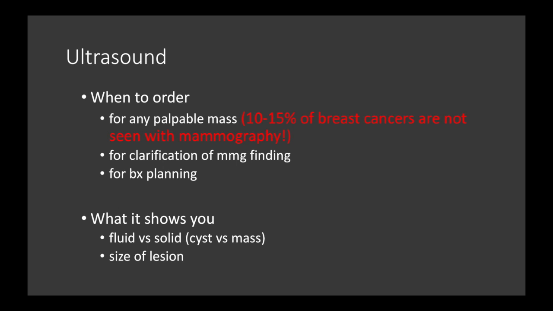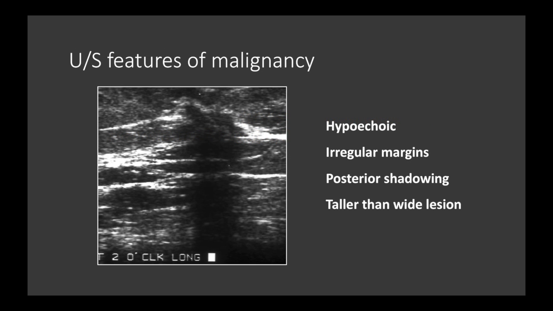They need to get an ultrasound. If there's a palpable mass, you need to get an ultrasound. It's going to show you if a lesion is fluid versus solid. It may show you a lesion in a breast where you can't see it mammographically. Also gives you an idea of size.